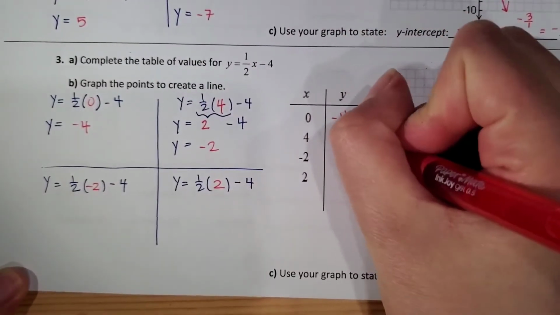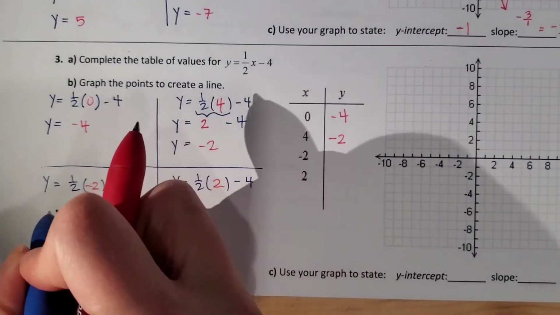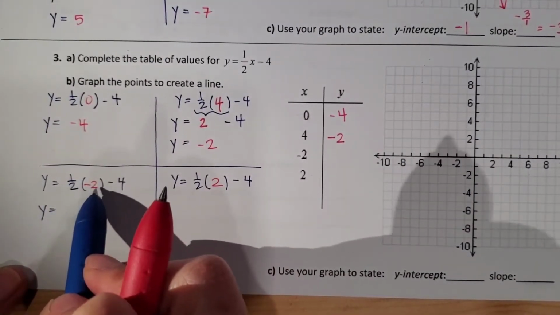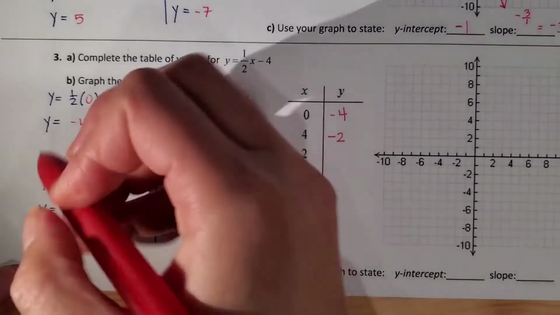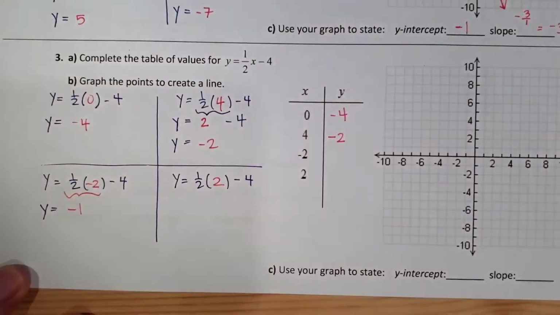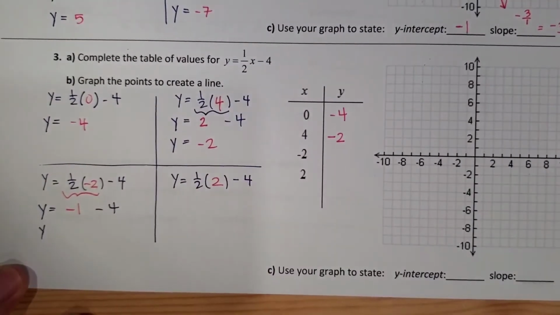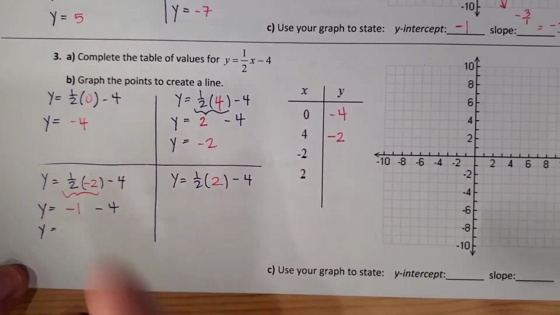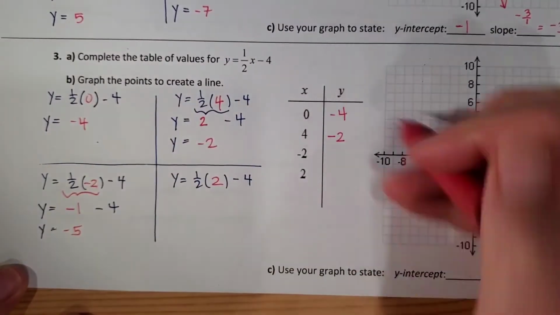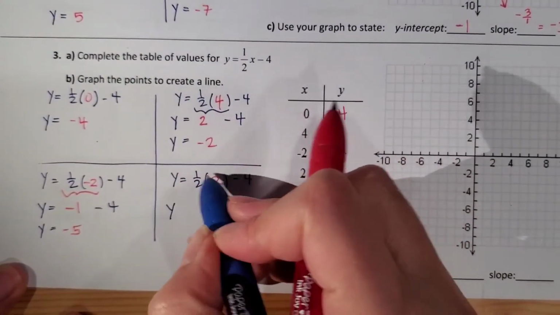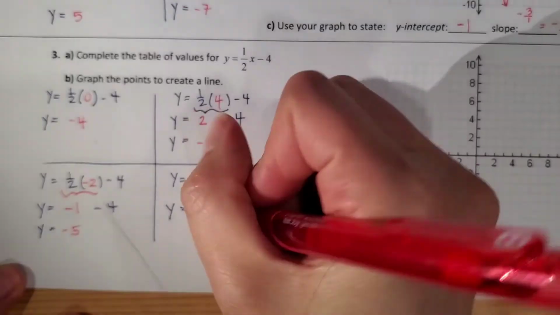Okay, the next one, it's 1 times negative 2 and negative 2 divided by 2. So you end up with negative 1 minus 4. And now you have negative 5. Okay, and the last one, 2 divided by 2 is 1.